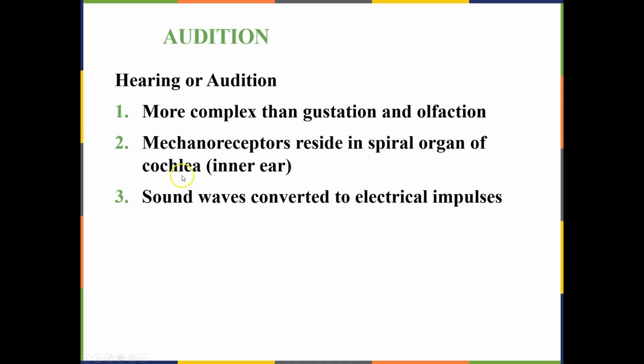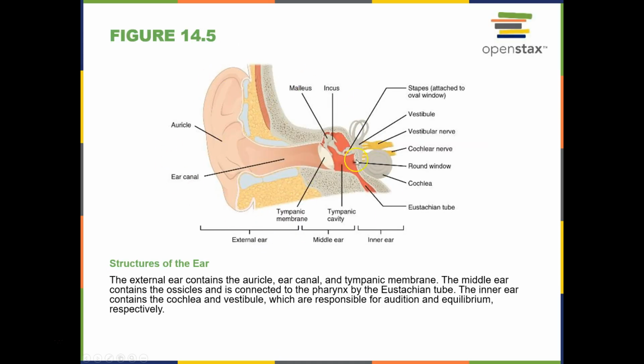We're going to be talking about the sense of hearing now, or audition. And this is a much more complex sensation than either gustation or olfaction, which were in the last video. We have mechanoreceptors that are found within the cochlea in a region known as the spiral organ. These mechanoreceptors convert sound waves into electrical impulses. So this all occurs within the ear.